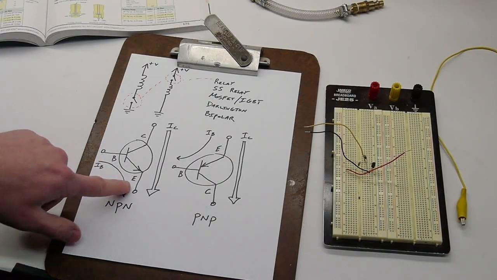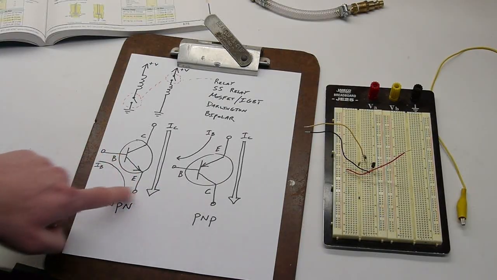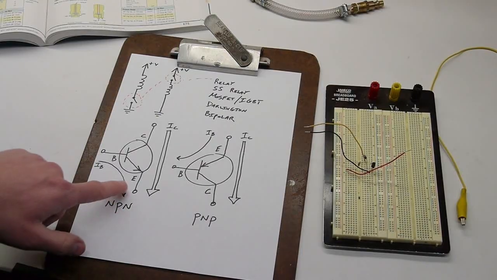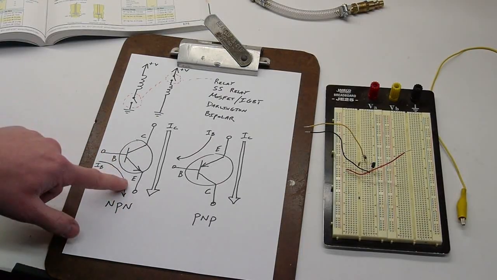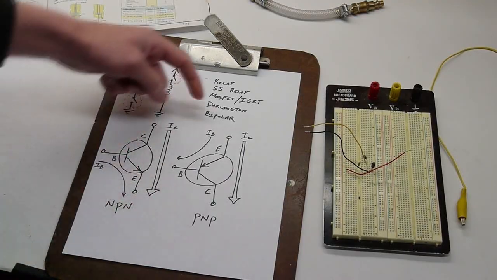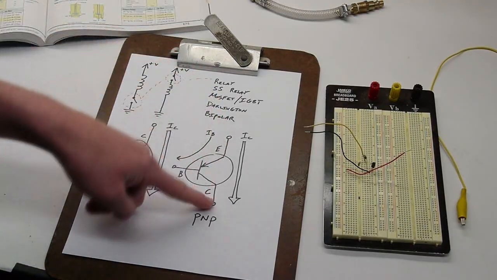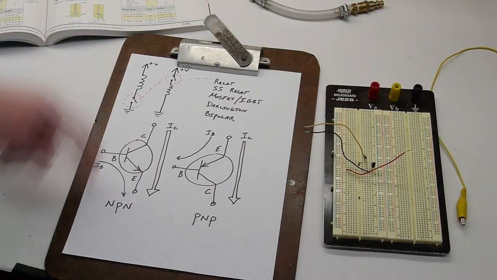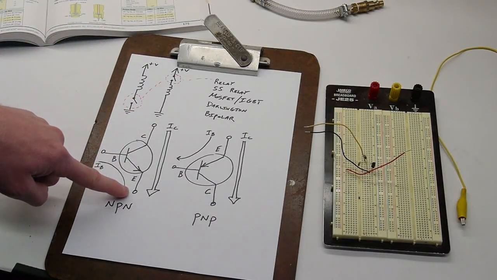Also, watch out. I switched the emitter and collector between these two in the diagram here. So it's collector base emitter, emitter base collector. So in a PNP, the conventional current flow goes from the emitter to collector, and in an NPN, it goes from collector to emitter.